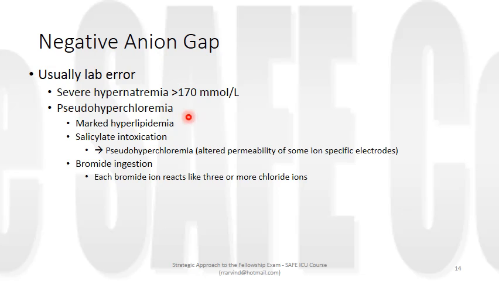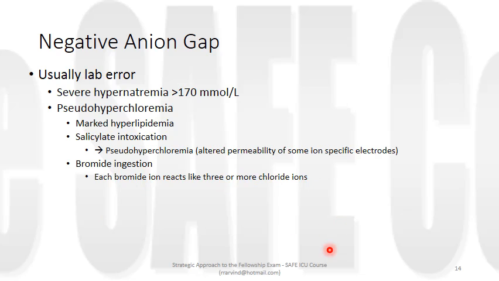When can you see pseudo hyperchloremia? When you have severe hyperlipidemia, then salicylate intoxication is known to cause an alteration of the permeability of some ion specific electrodes, and it can cause pseudo hyperchloremia. Bromide ingestion. I used to think that bromide causes a negative anion gap because of the negatively charged ions. No, it's not. Actually, bromide confuses the ion specific electrodes, and the ion specific electrode starts thinking that every bromide ion reacts like 3 chloride ions.